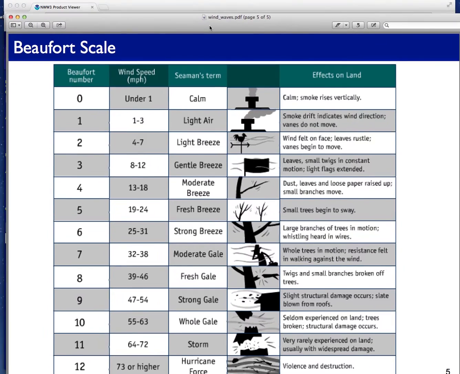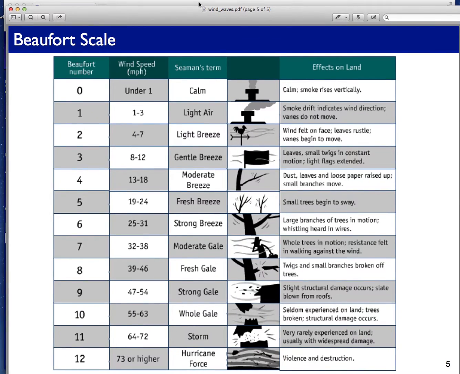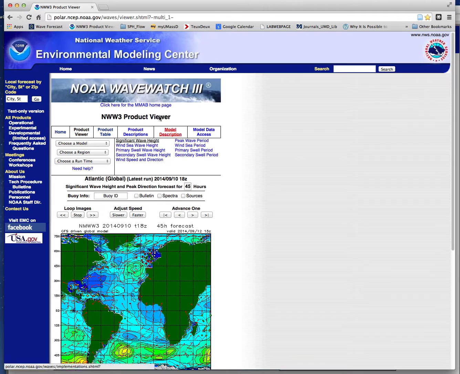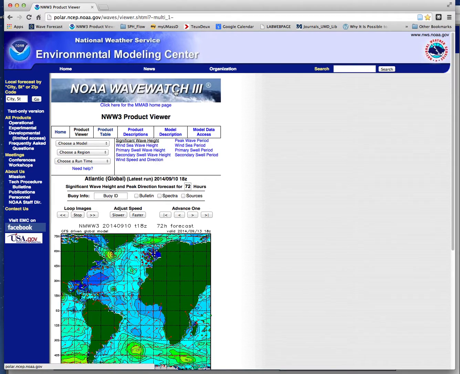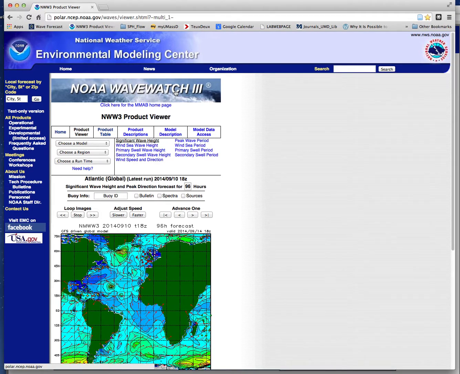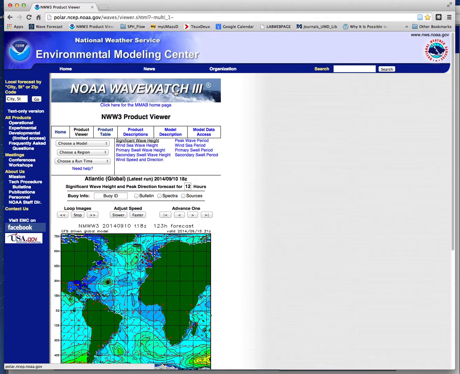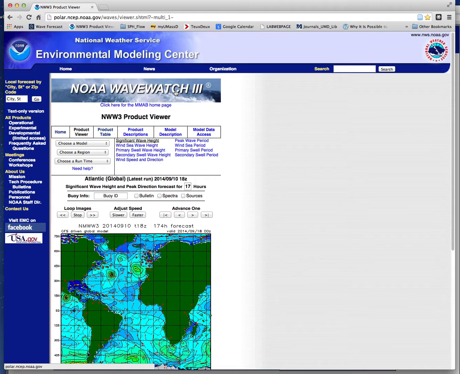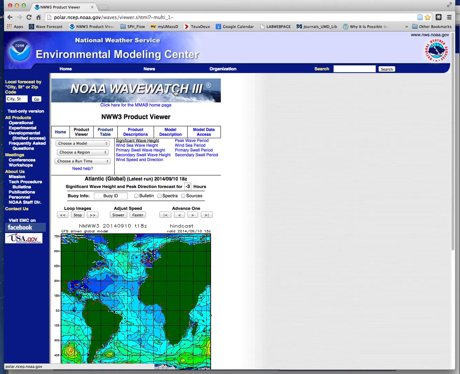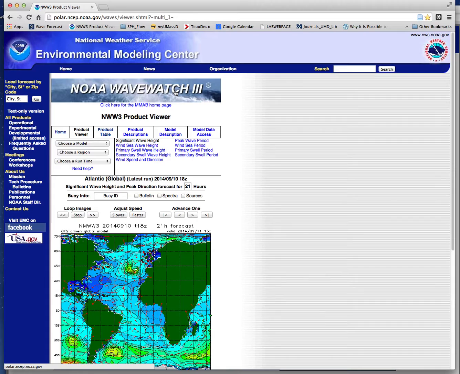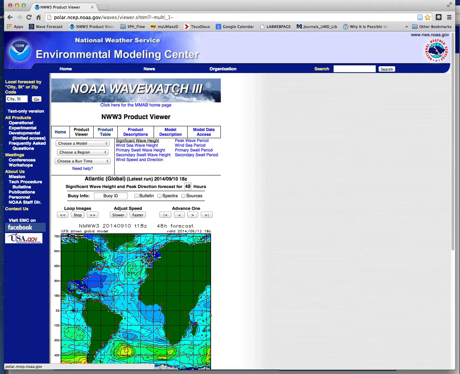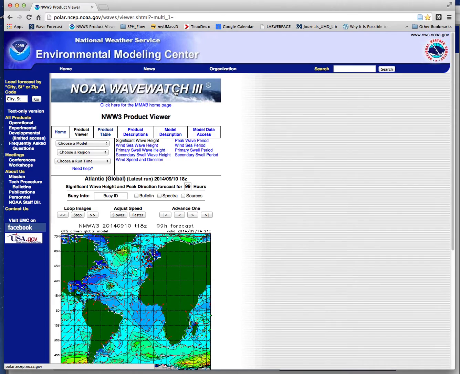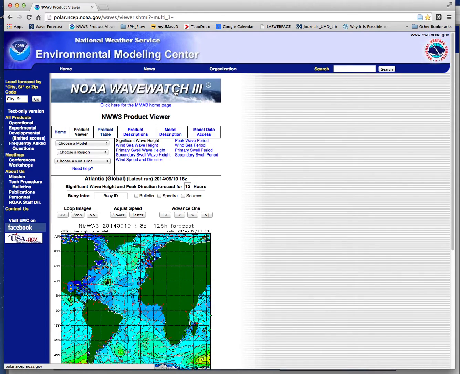Let me see if I can bring up a website. This website is NOAA's Wave Watch model. This is a spectral or phase averaged wave model which makes predictions of the evolving wave spectrum. So the directional and frequency spectrum of the wave field, or the distribution of waves in terms of frequency and direction, as a function of space and time. You can see it here.